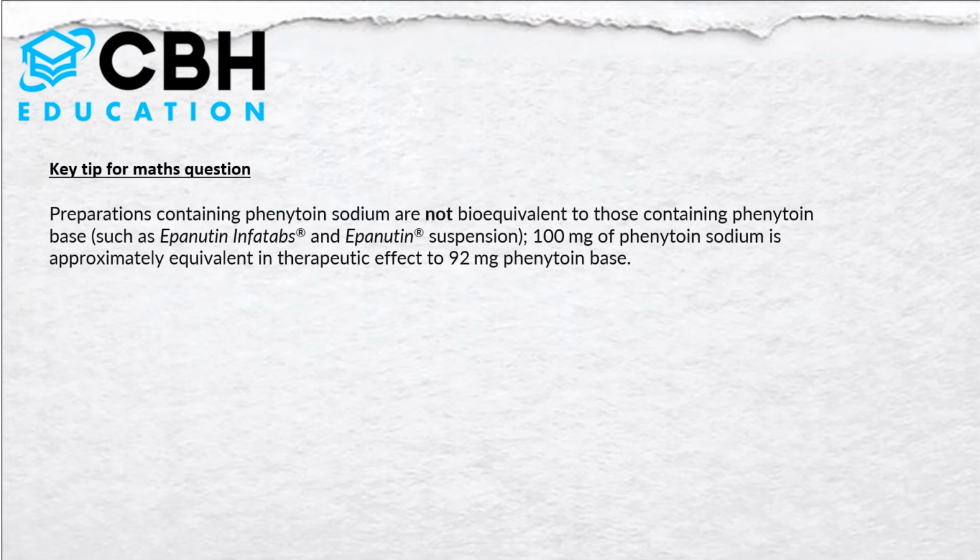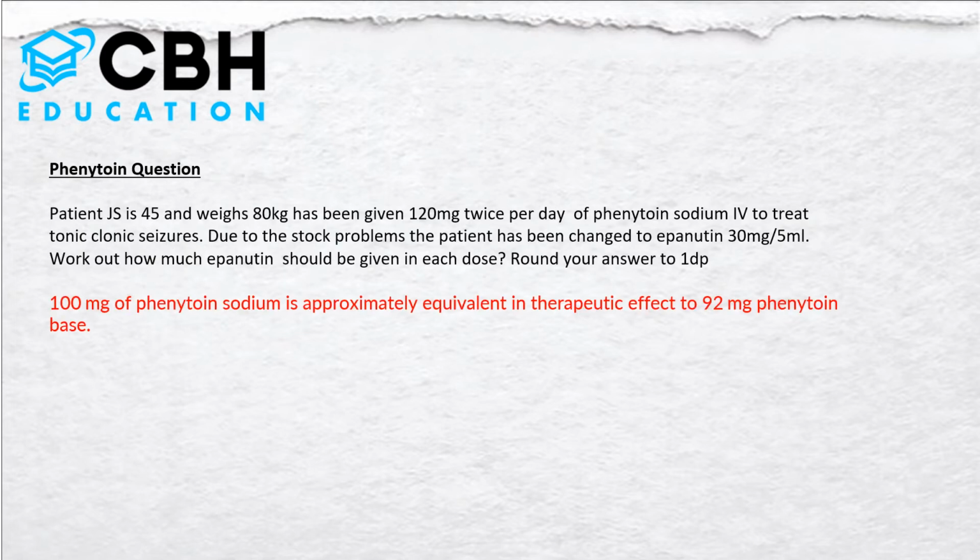Okay, now the next thing is an example of a calculation question. Patient JS is 45, weighs 80 kg, has been given 120 milligram twice per day of phenytoin sodium IV to treat tonic-clonic seizures. Due to a stock problem, this has been changed to phenytoin, which is phenytoin base. So how do you work this out? Simple.